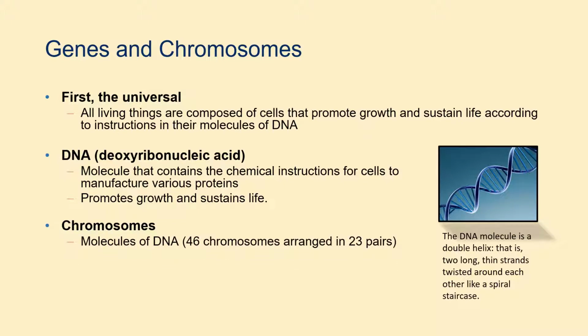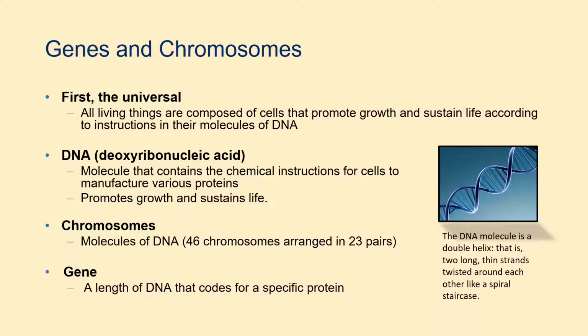Chromosomes are molecules of DNA. If you took the DNA from all the cells in your body and lined it up end to end, it would form a strand 6,000 million miles long. To store this important information, DNA molecules are tightly packed to make structures called chromosomes. There are 46 chromosomes arranged in 23 pairs.